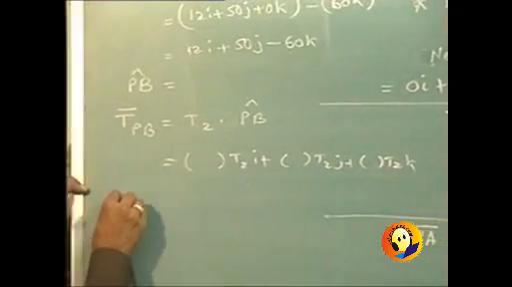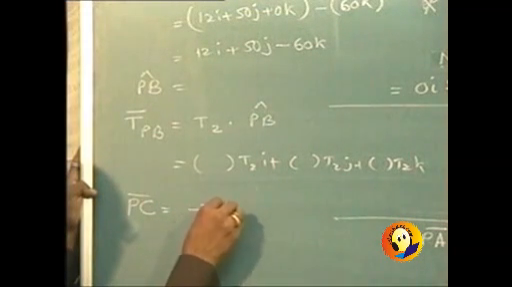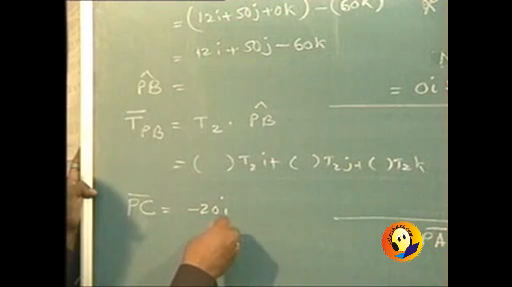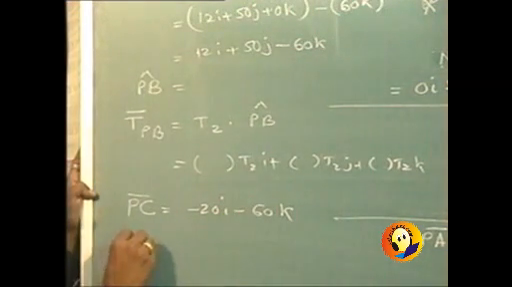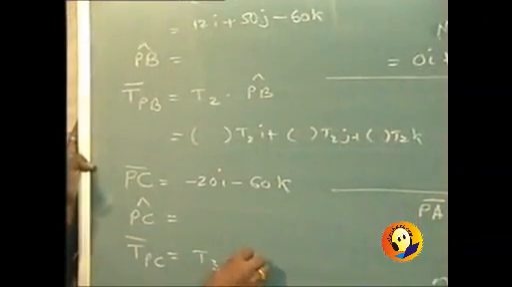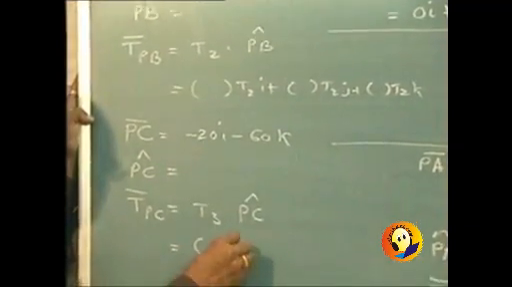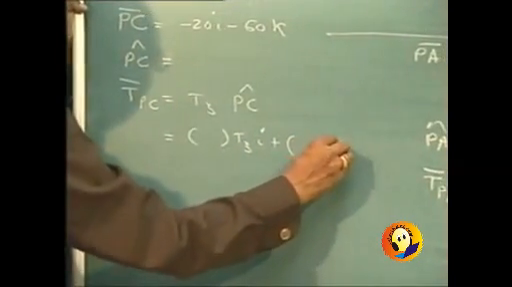So we get TPB bar, and then we can proceed to find PC bar. Coordinates of C are minus 20i and that of P are 60k, so minus 20i minus 60k. So we can find out PC cap, and then TPC bar will be T3 into PC cap. So it will be something into T3i plus something into T3k.